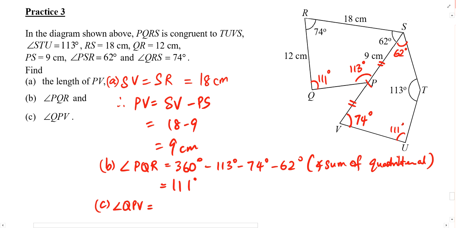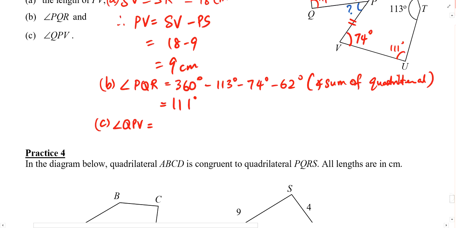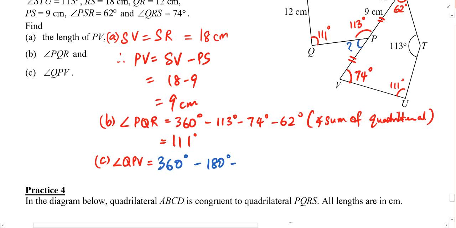Okay, I filled in everything that I can already. So what is angle QPV? How do we find it? Again, 360 degrees minus 180 minus 113. Then what is the reason now? Yes, angles at a point. So this answer will be 67. So in this topic, you need to know all your reasons again.